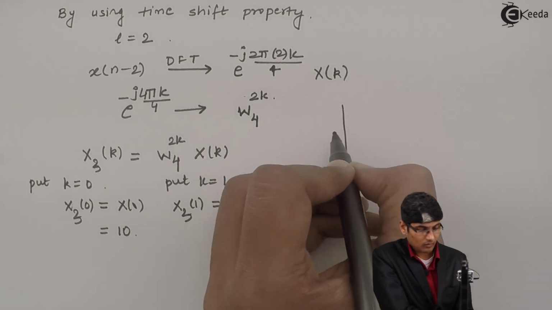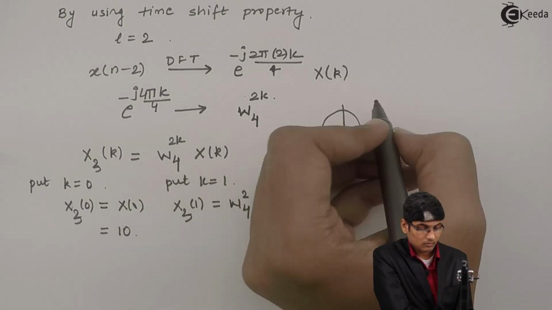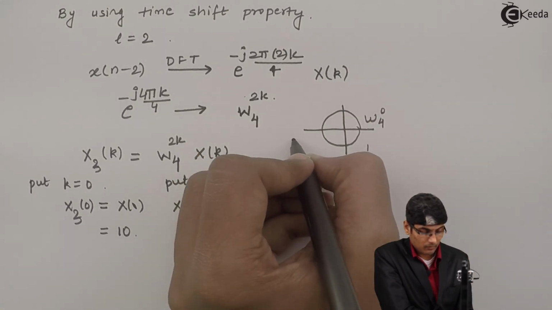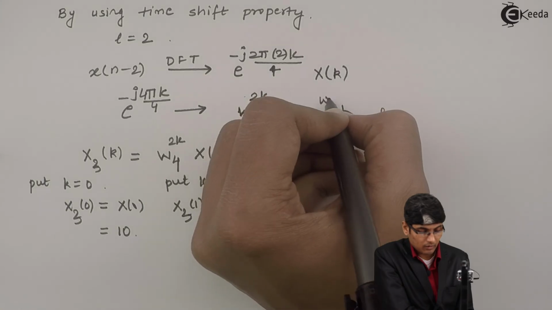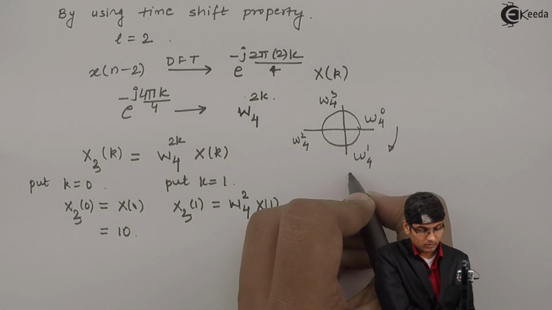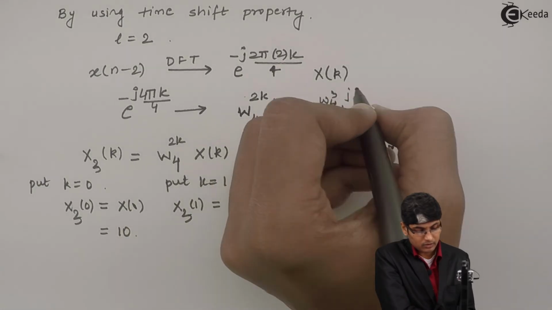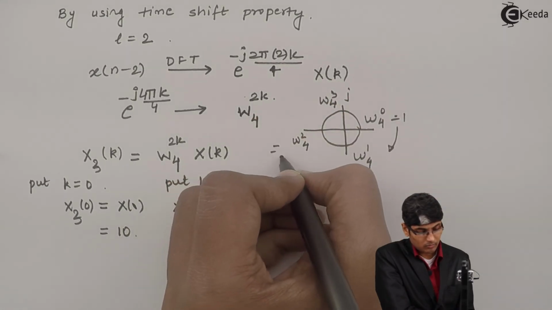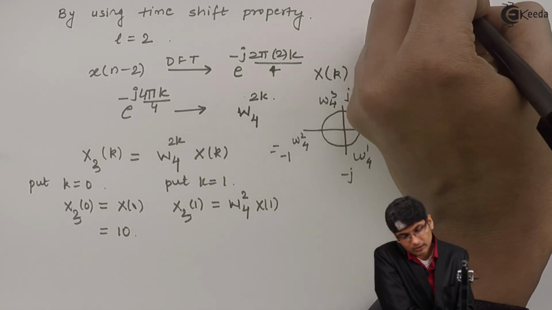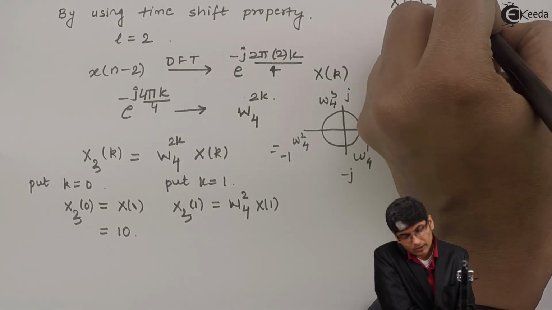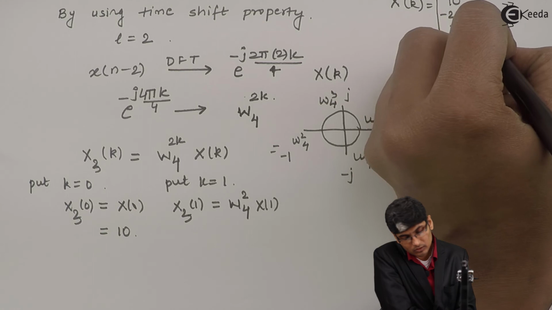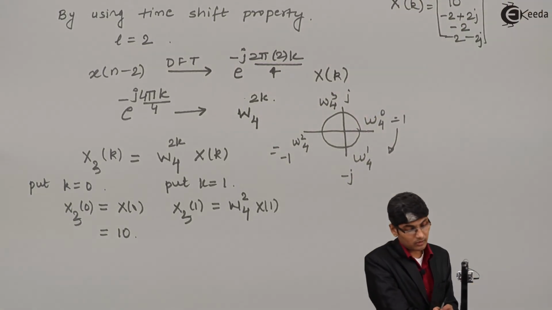Again, the circle W 4 raised to 0, W 4 raised to 1, W 4 raised to 2 and W 4 raised to 3. Order is in the clockwise direction. This is minus j, this is j, this is 1, this is minus 1. And for x of k, the value is 10 minus 2 minus 2j minus 2 plus 2j minus 2 minus 2j. This is x of k.